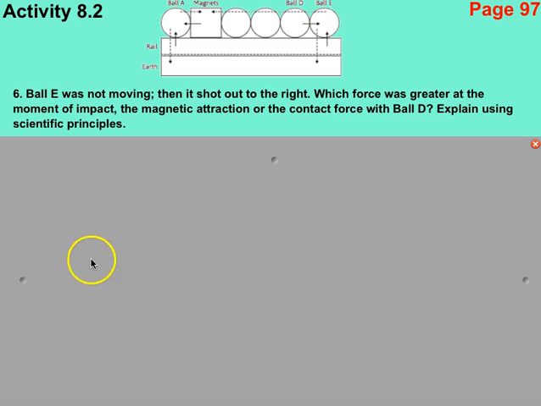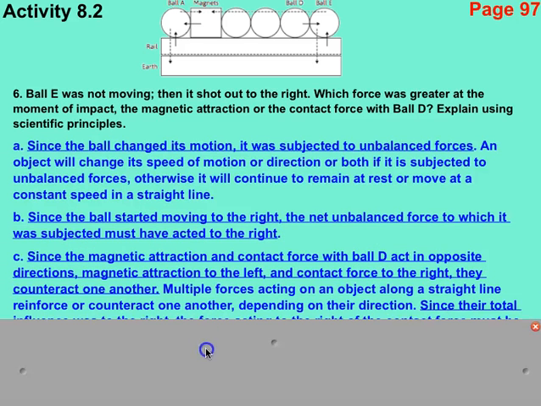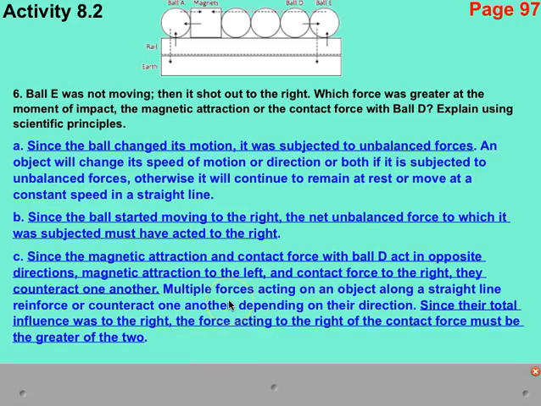All right, so you've had a chance. Again, don't get shocked, this is a lengthy answer, but it could also be very short. So since the ball changed its motion, ball E was not moving, it must have been subjected to unbalanced forces. And in order for it to be not in motion and then move off to the right, the force sending it to the right must have been the larger force.